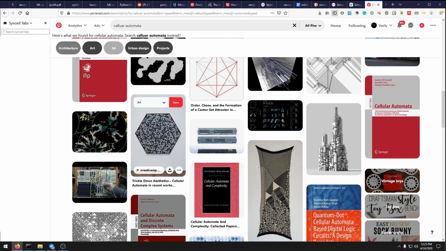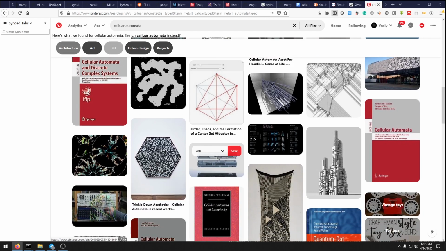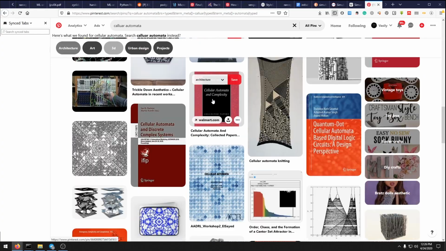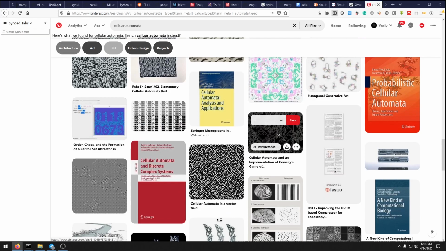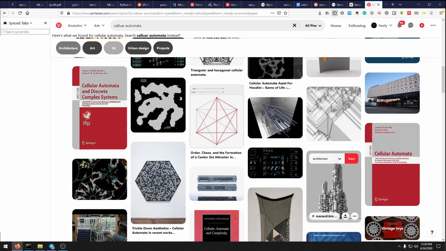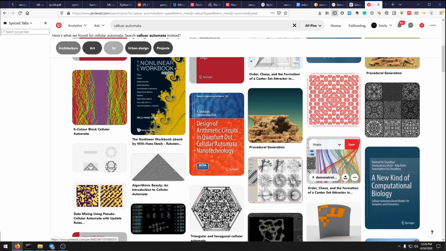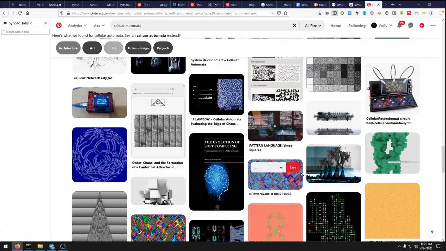You can go to a more artistic representation, because you can use Cellular Automata to even generate nice-looking patterns. You can go to 3D, you can design real environments. Maybe why not use Cellular Automata to try to design architecture, some spaces, some environments, some products.